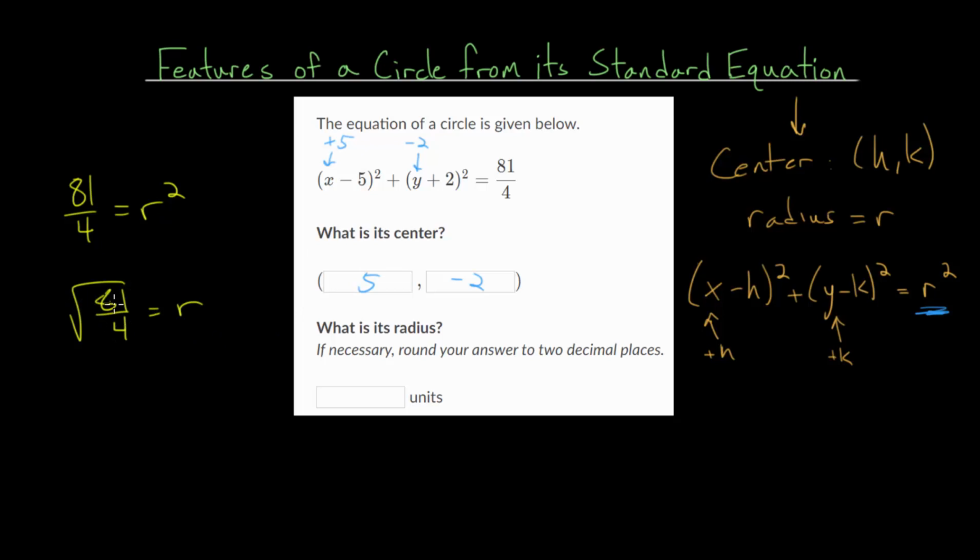And when you're taking the square root of a quotient, you take the square root of the top and the square root of the bottom. The square root of the top, what number multiplied by itself gives you 81, is 9. And what number multiplied by itself gives you 4, that's 2. So our radius looks to be 9 over 2, or as a decimal, it would be 4.5 units.